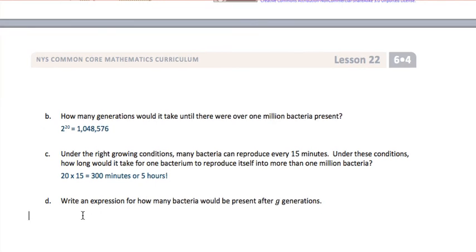So we're going to write an expression for how many bacteria would be present after G generations. And again, our base is 2 because it is splitting each time. And our exponent would be G.